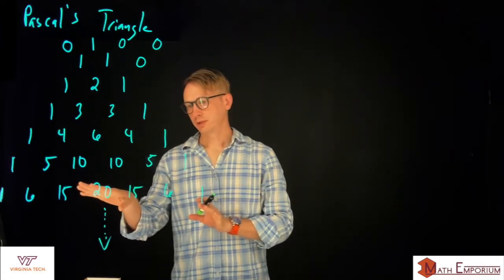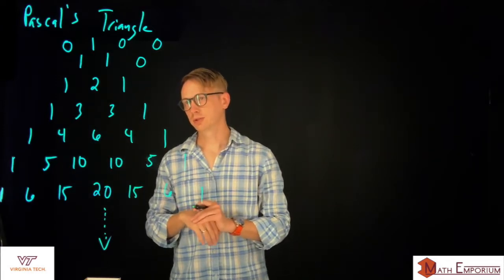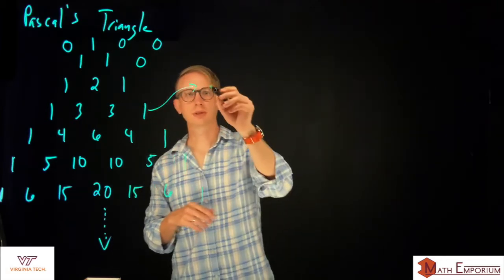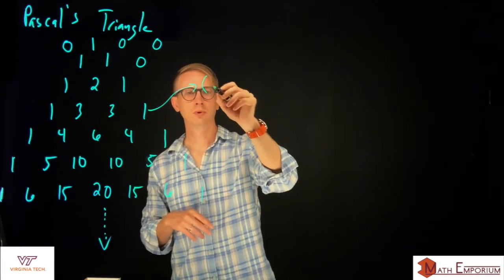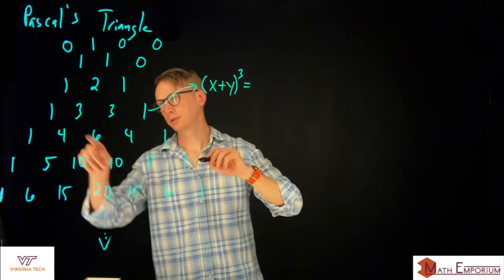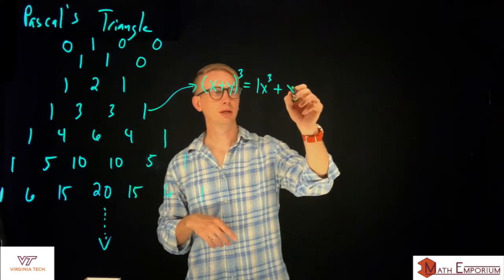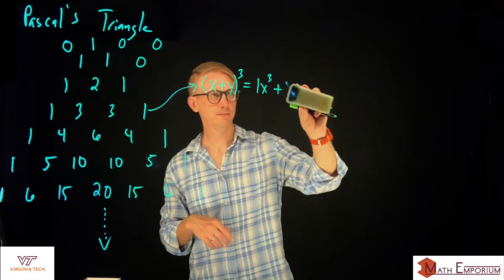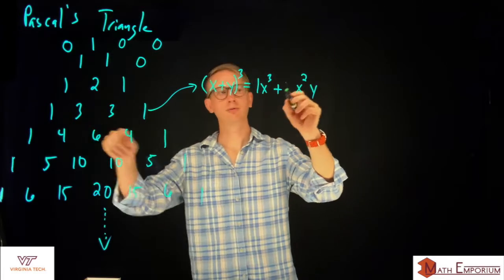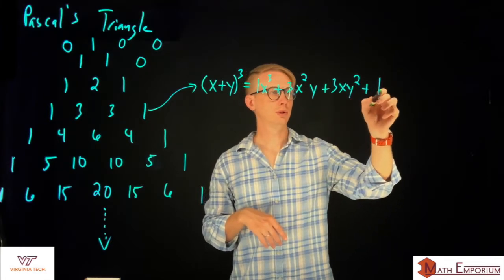One reason why this is taught as a useful tool is because it gives you coefficients in binomial expansions. So a good use of this is, say, this row. This row corresponds to if you wanted to cube a binomial. So for instance, if you had x plus y cubed, this would tell you how to work it out. This would tell you the coefficient of x cubed is 1. Then the next term would be x squared y, coefficient of that would be 3. 3xy squared, and 1y cubed.